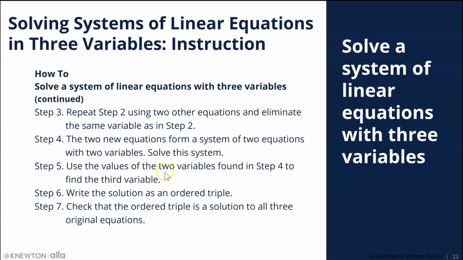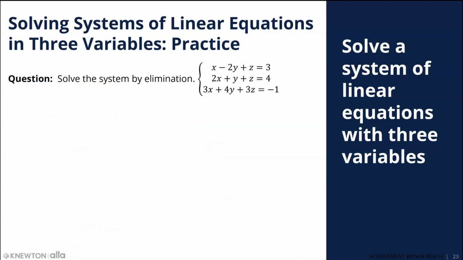Then use the values of the 2 variables found in the previous step to find the third variable, and then write the solution as an ordered triple. Then if you want to check, you can check the solution, the ordered triple, by plugging into the original 3 equations. To illustrate this, let us consider the given system here. We have a system of 3 linear equations in 3 variables.